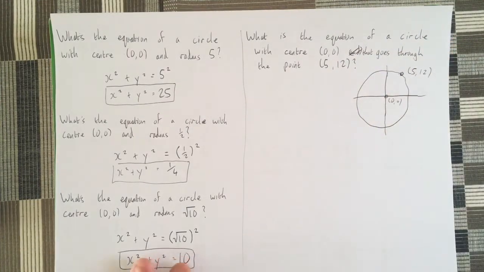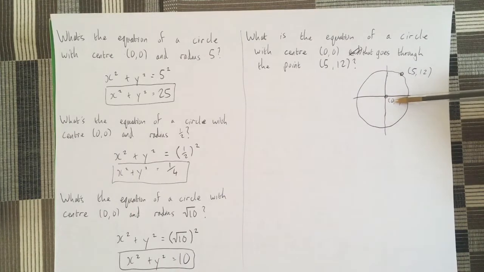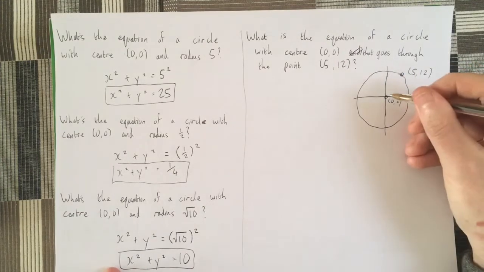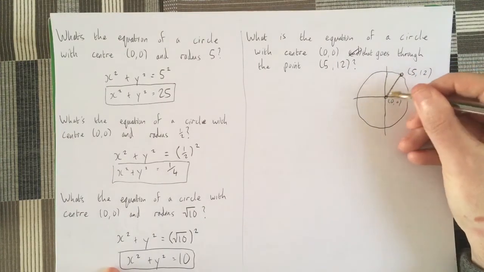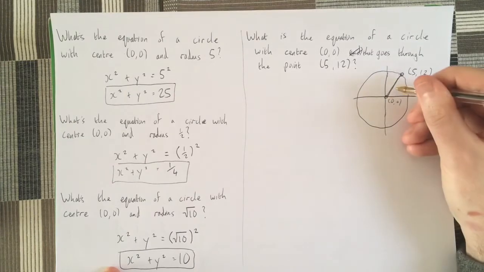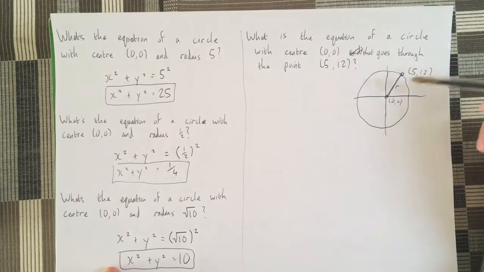5, 12. Well, to get the equation of a circle, I need the center, so I have that. So it's going to be x squared plus y squared equals, and then I also need the radius. So I'm not given the radius in this question. But if you look at this diagram here, I've got the center and I've got a point which is on the circle. So if I'm able to get this distance here, that is the radius of the circle. So I just need to be able to figure out how long that line is.